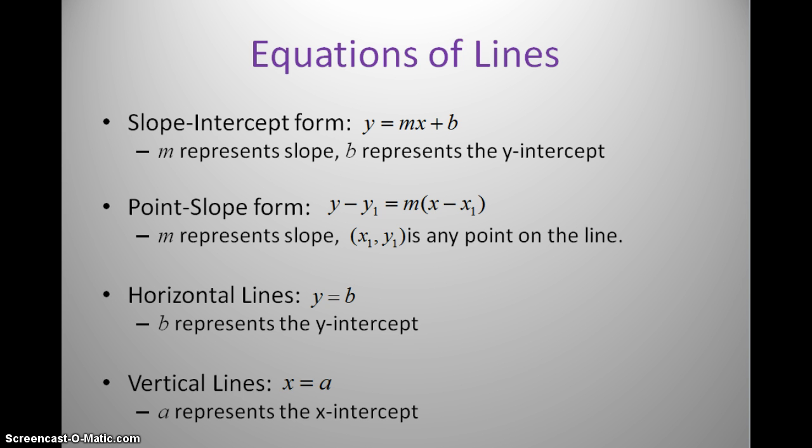The next form, or the next way you might see an equation written, is in point-slope form. This is particularly useful when you are writing your own equations of lines based on some given information. Here, the x1 and y1 is any given point on the line, and m again represents the slope. Now, any horizontal line can be written in the form y equals b, where b here is just a real number, and that real number represents the y-intercept. Vertical lines are in the form x equals a, where a is any real number, and a represents the x-intercept.